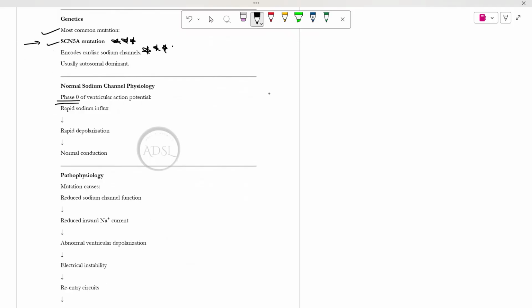Now, phase 0 of what? Phase 0, that is depolarization of the contractile tissue. The contractile tissue. This is phase 0. This is phase 1. This is phase 2. This is phase 3. This is phase 4. Okay, that is what is happening. So this phase 0 is depolarization of the contractile tissue.